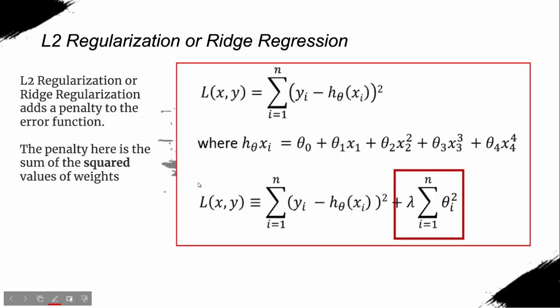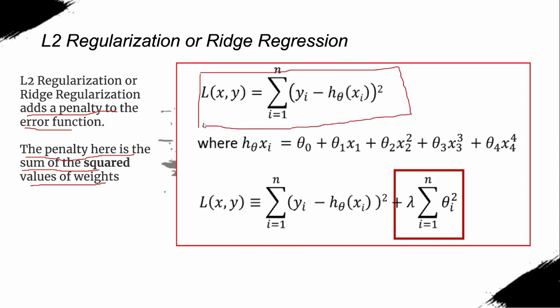So L2 regularization. As you can see out here, ridge regression adds a penalty to the error function, right? And the penalty over here is the sum of the squares of the values of the weights. So this was my loss function, the mean squared error, which we saw in an earlier slide. And this is my predicted y, where theta naught to theta 4 are the weights, and x1 till x4 are my features, right? Now this was my loss function, L(x, y).